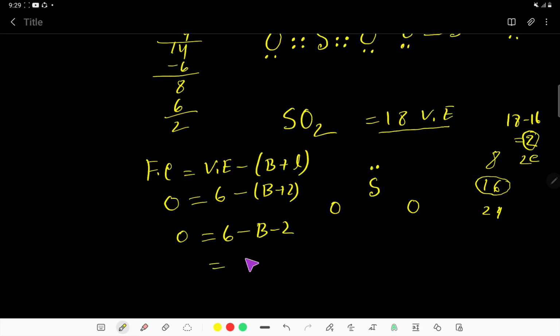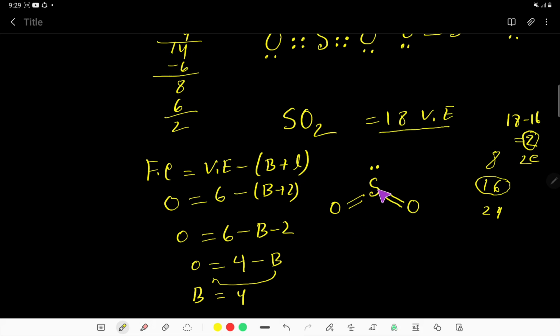So 4 minus, if you subtract, then 4 minus B. So if you take B here, then 4. That is, the number of bonds this sulfur can form is 4, right?